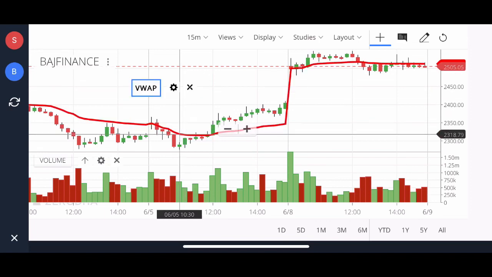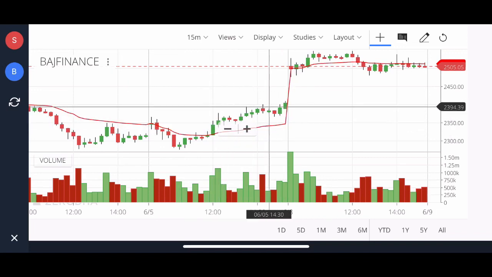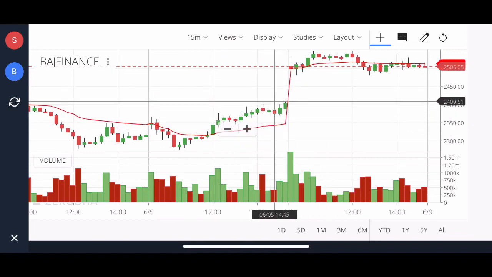This VWAP is mostly used by big players, people who can influence the market, because they're not going to wait for the low price or the high price. They go for the average price according to the volume. So if you want to go along with them, you're going to get a big gain. All right. So that's it for today.